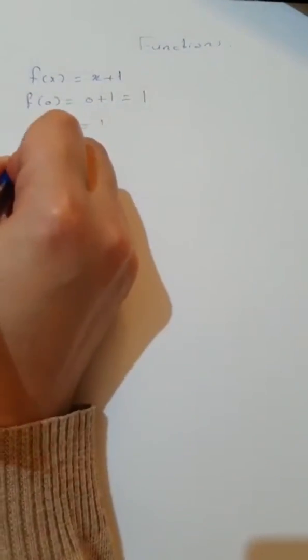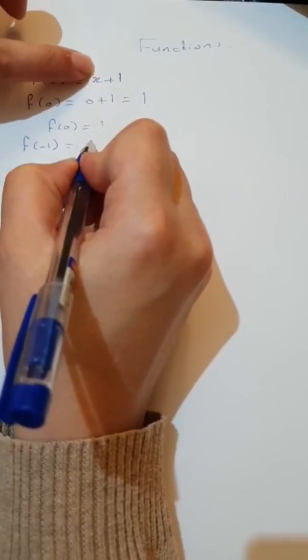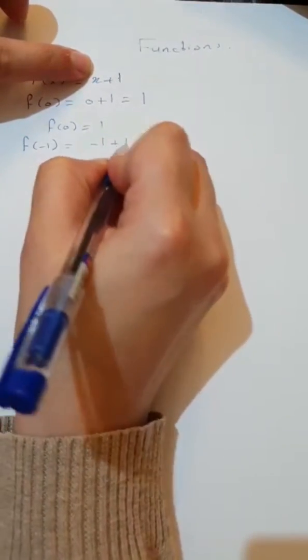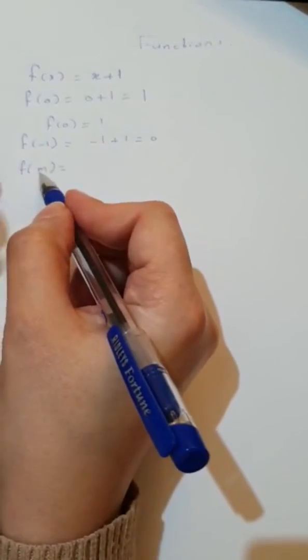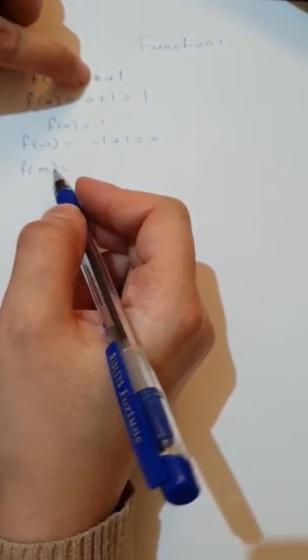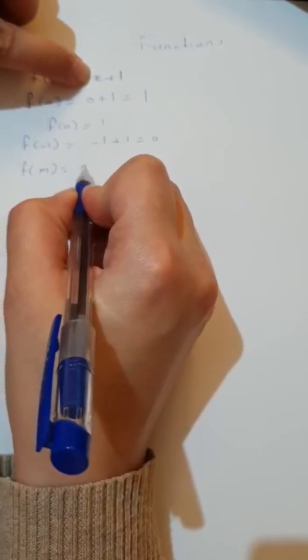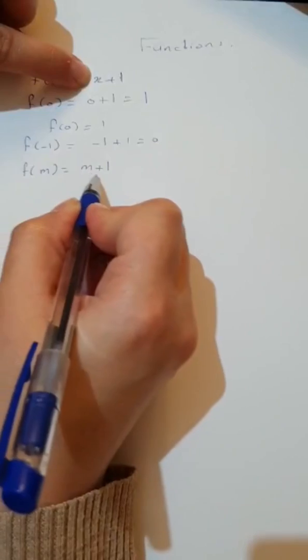If the question asks me to find f of negative 1, the same thing, I'm going to replace x by negative 1, so I'm going to get negative 1 plus 1, which is equal to 0. Any variable, if I want to replace it in the same function, this means I need to replace the unknown variable here, which is x. So instead of x, I'm going to put m plus 1. So f of m equal m plus 1.